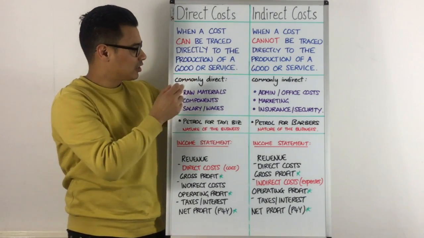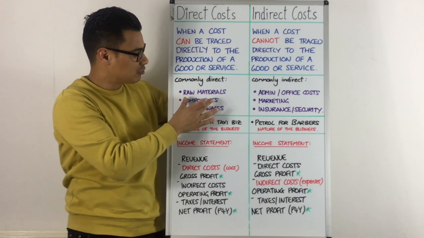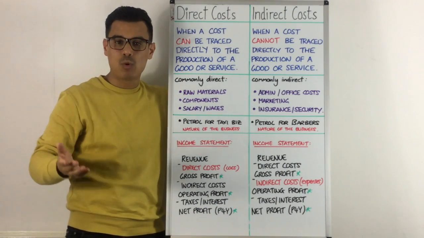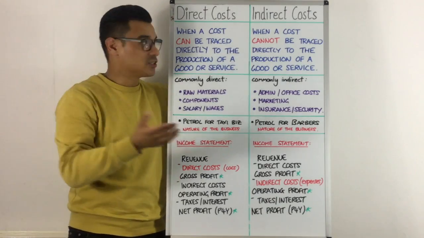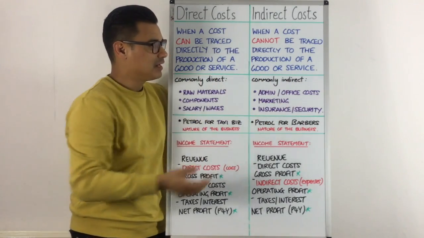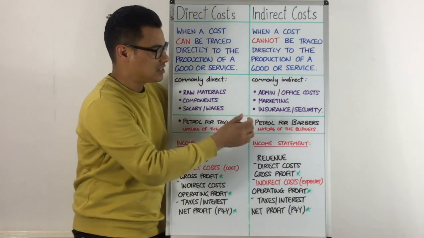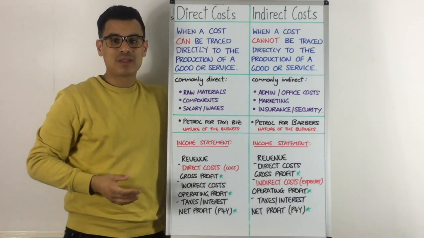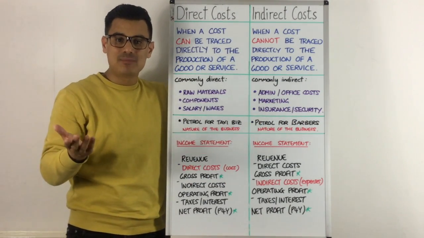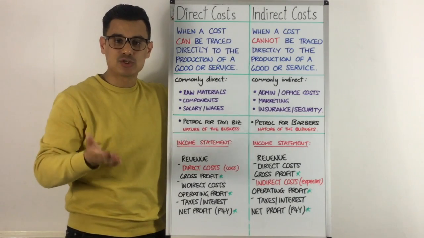Examples of direct cost, common examples, raw materials, components, and salaries and wages. Meanwhile, common examples of indirect costs, admin or office costs, marketing, insurance and security. However, I'm saying common here because sometimes it depends on the nature of the business.